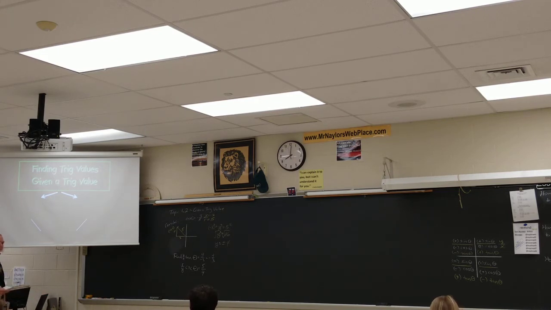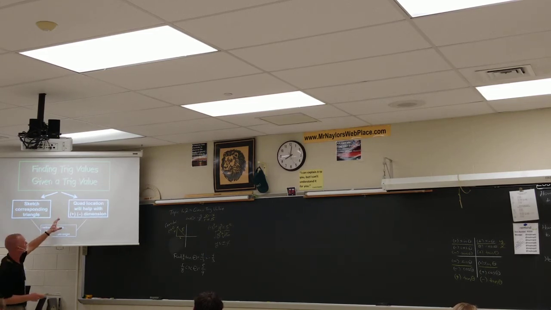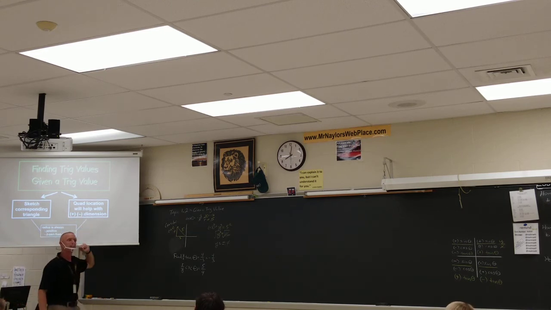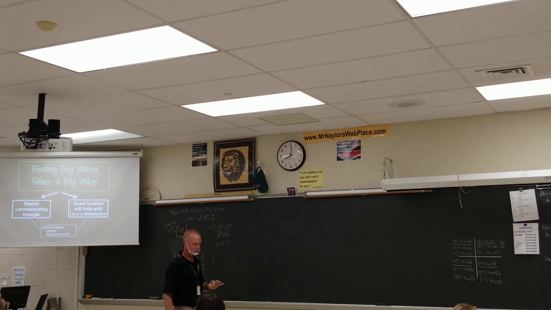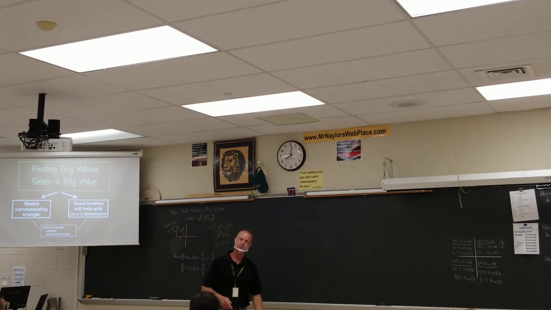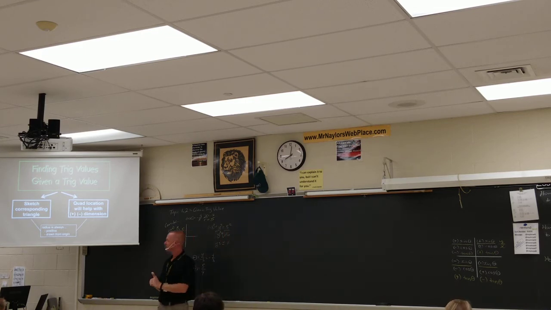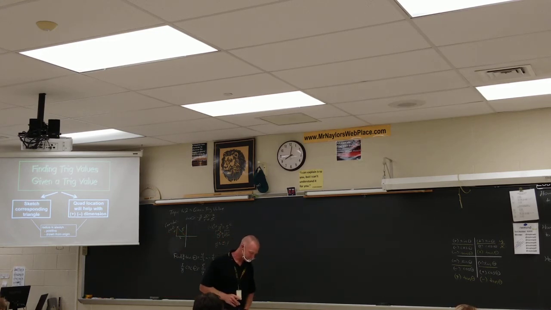To be given a value is to be given one of those fractions. What you're going to want to do is still make a sketch. Once in a while kids will say, do I need to? The answer to that is you really should, because it's going to help you with positive and negative. So I highly encourage you to make a sketch. The quadrant you put it in is going to help you with positive and negative dimensions. Now remember, R is always positive, and that'll help you to get that sketch the way it's supposed to be.